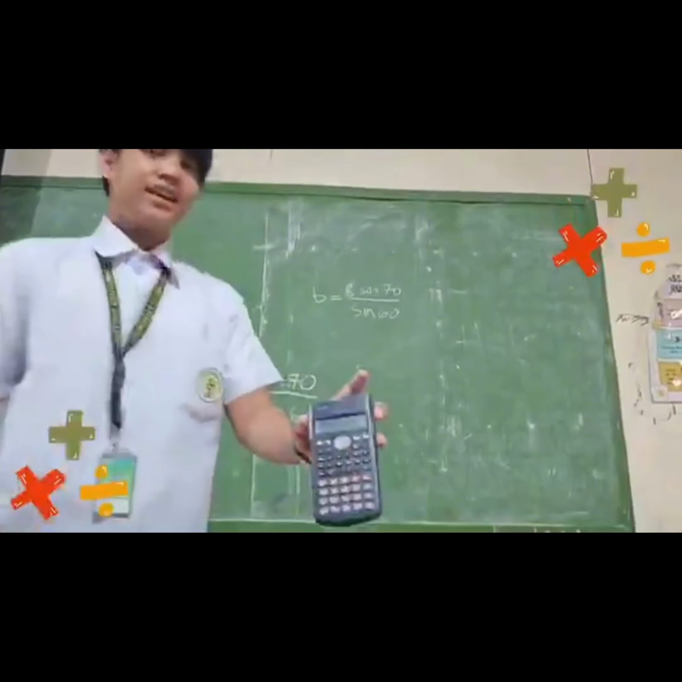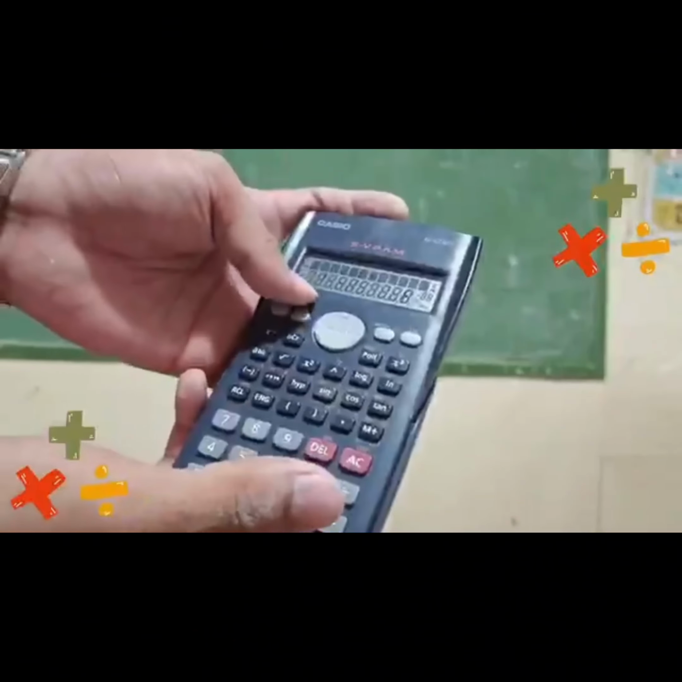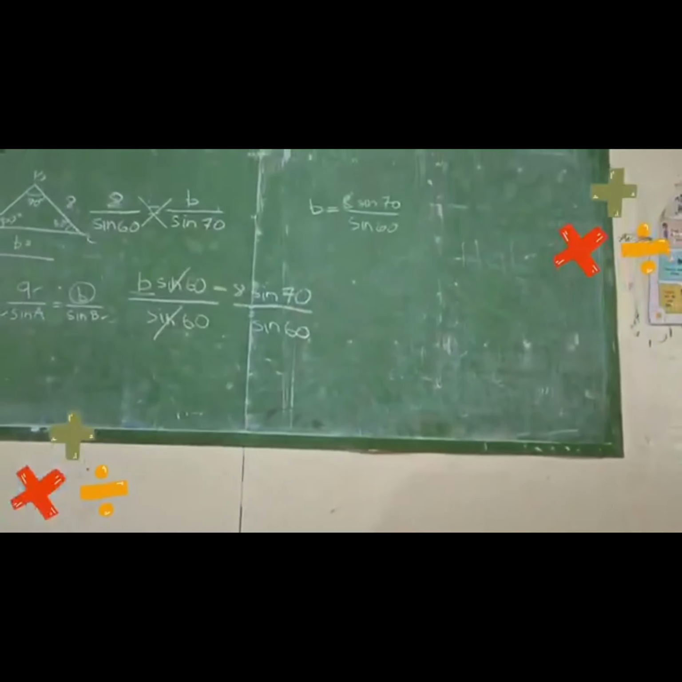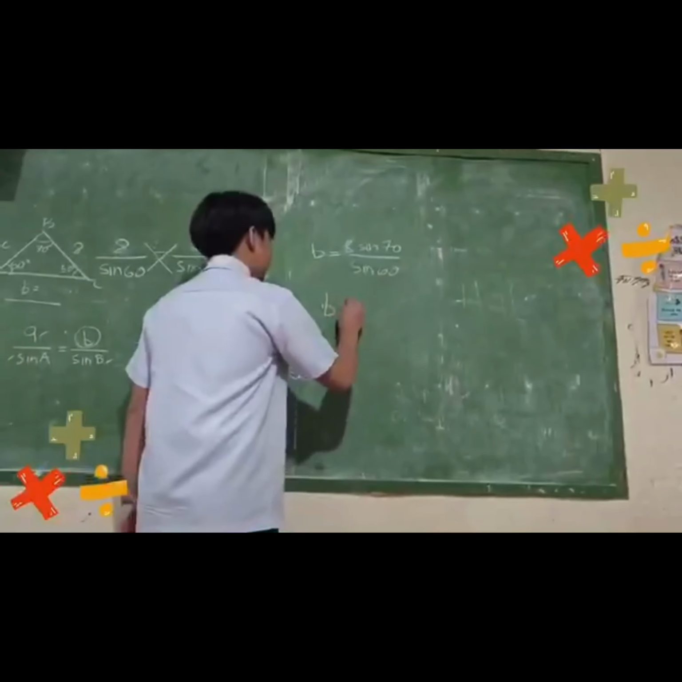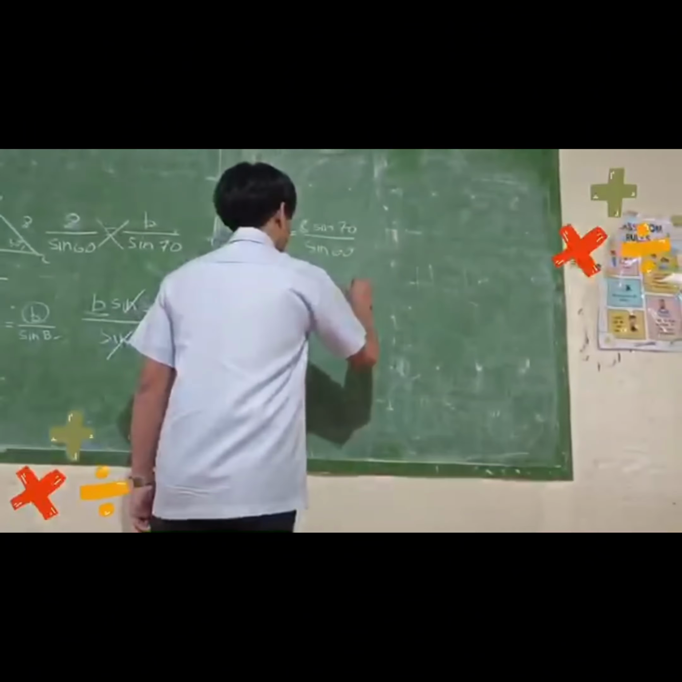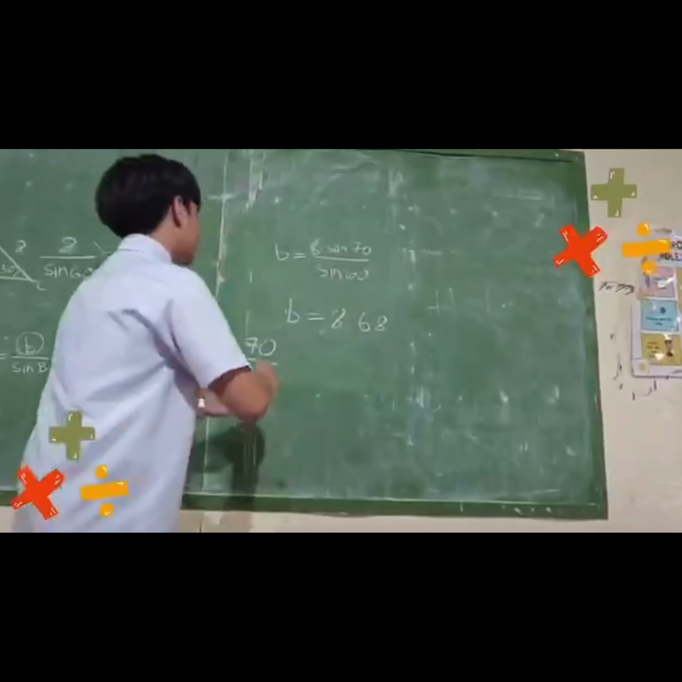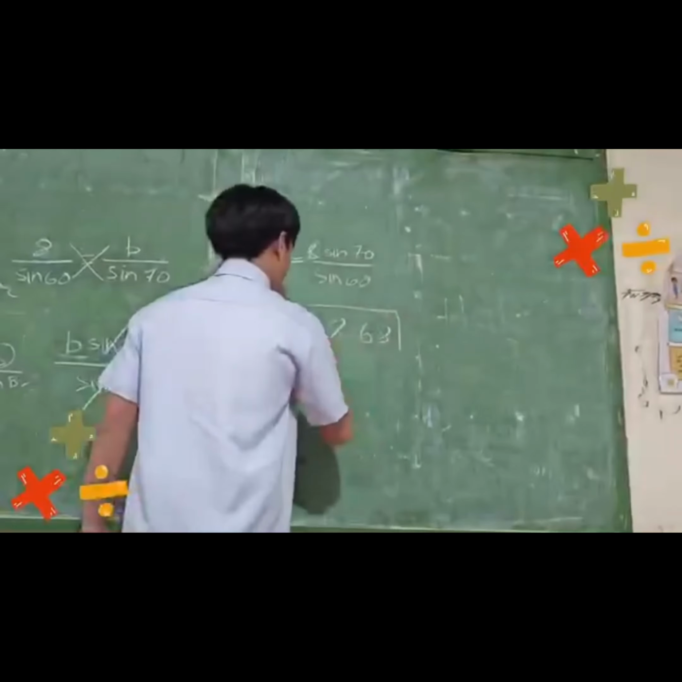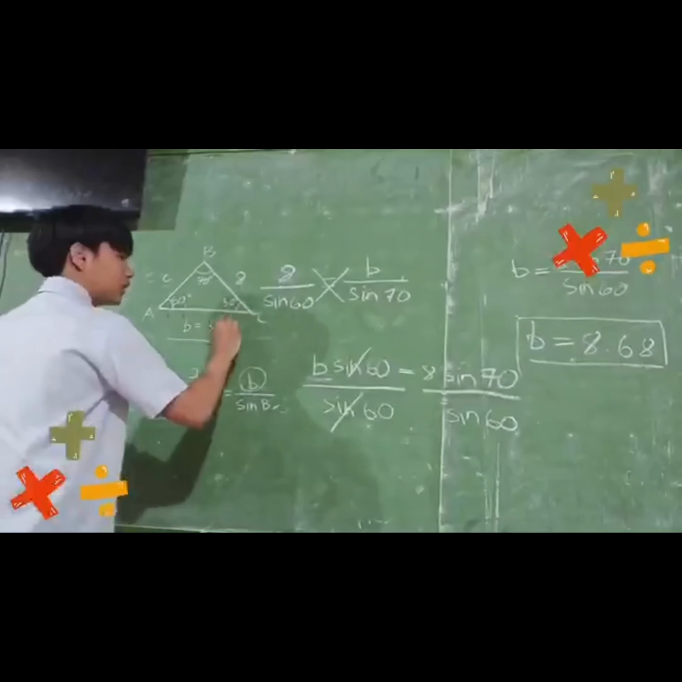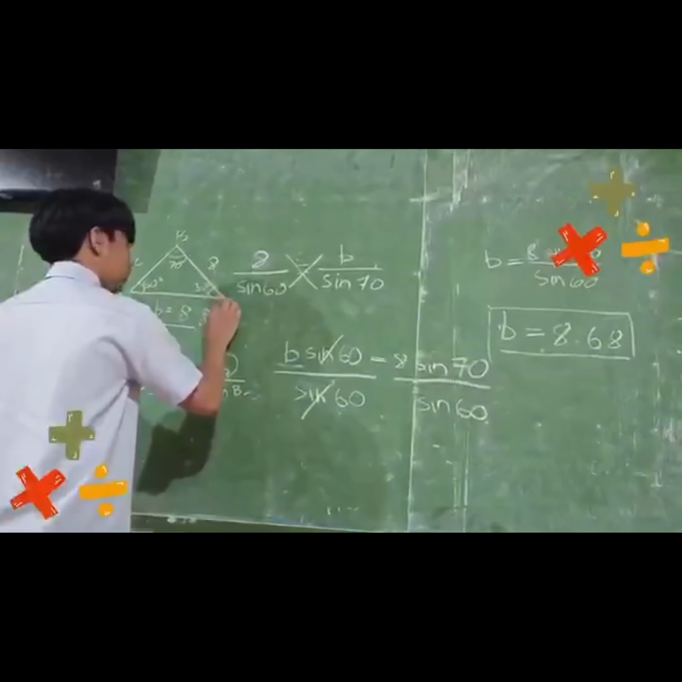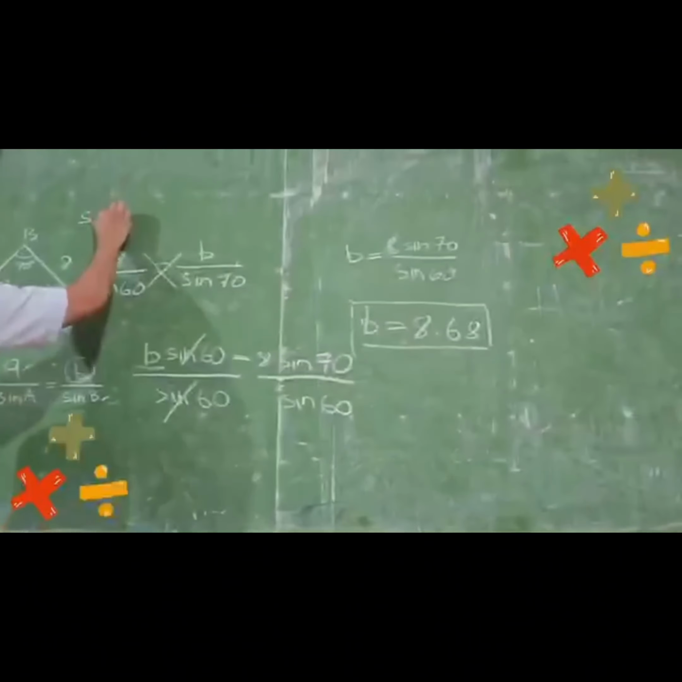Our answer was 8.68. So B has the value of 8.68. That is our value for line B.